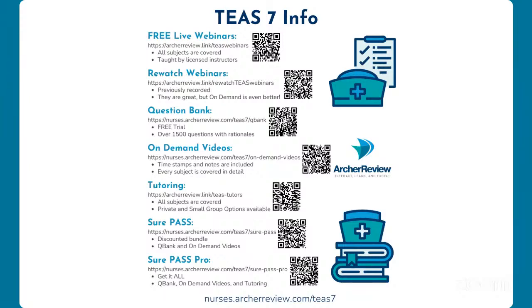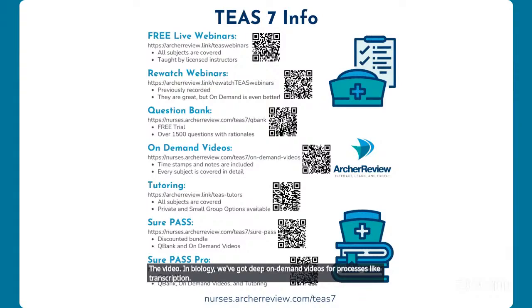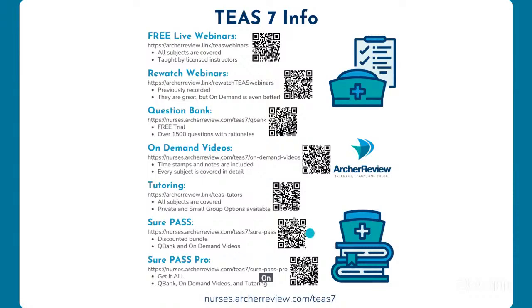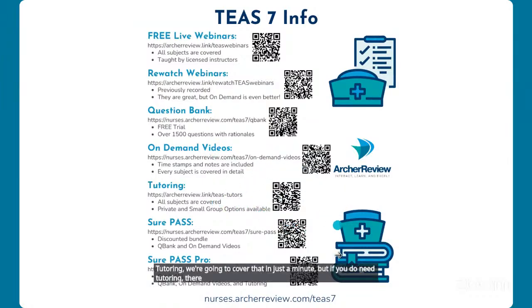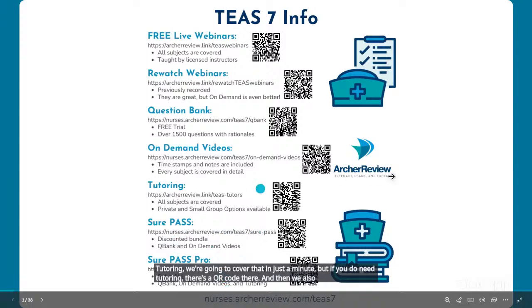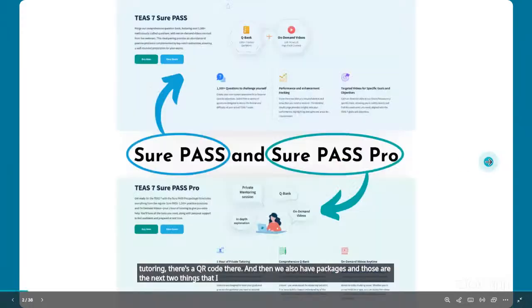So let's say that you need to understand how to balance a chemistry equation. We've got an on-demand video. Let's say you need to understand the parts of speech. We've got that on-demand video. In biology, we've got deep on-demand videos for processes like transcription, translation, replication, all those kind of things. So it's amazing. Tutoring, we're going to cover that in just a minute, but if you do need tutoring, there's a QR code there. And then we also have packages, and those are the next two things that I'm going to talk about on the next slide.